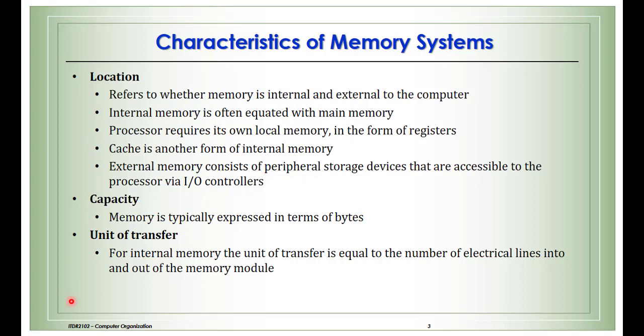The second characteristic is the capacity. Capacity means the size: how many bytes the memory can store, bytes or multiples of bytes, kilobytes, megabytes, gigabytes, etc. The third characteristic is the unit of transfer. It means the unit in which data can be sent to or received from the memory. The unit could be, for example, a computer word or blocks or records, etc.